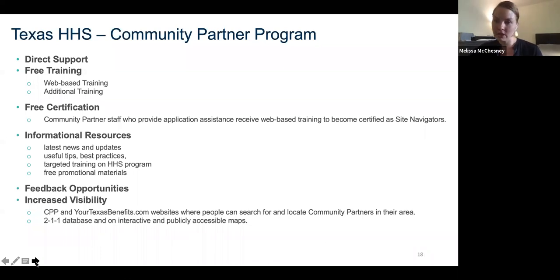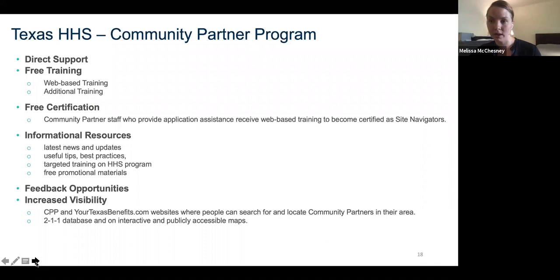There are some informational resources that are available. So they give updates. There's a monthly webinar. I actually attend that webinar too, just because it's a great place to get information on what's going on each month. What is the new policy? What are some new changes on the website? So they give monthly webinars to their community partners that include useful tips and best practices. And you get access to free promotional materials to put in your office or give to clients. There's opportunities to provide feedback. So if you're seeing issues, you can provide that feedback to the agency and increase visibility.